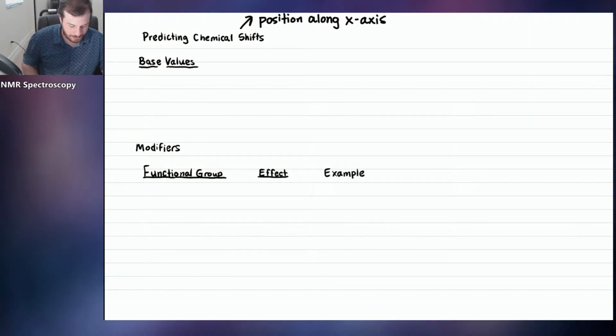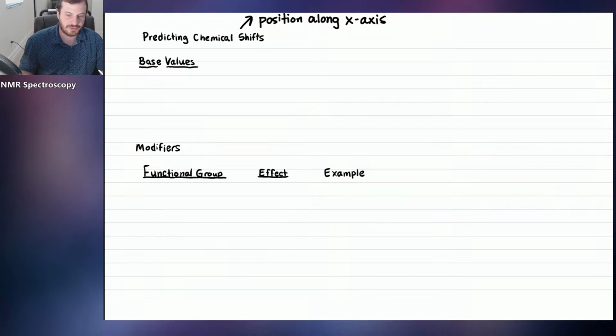I'm going to start by giving you some base values, and then you're going to add some modifiers to these base values. So it's kind of like a game, right? You have this base level, and then you're going to assess and look for modifying functional groups that are nearby, and then you're going to add to the base value. It's kind of fun. So let's take a look.